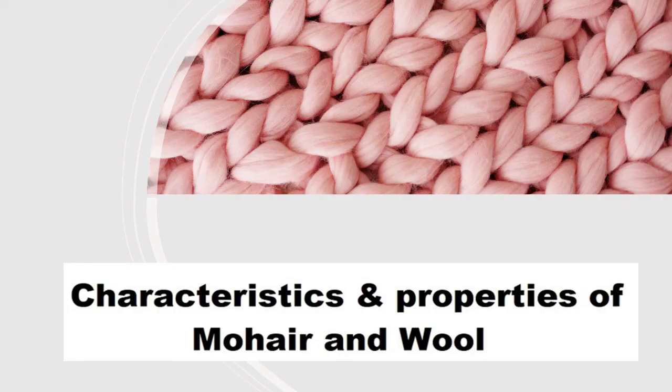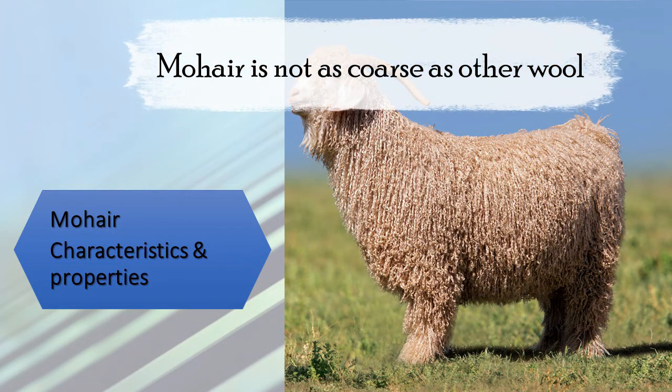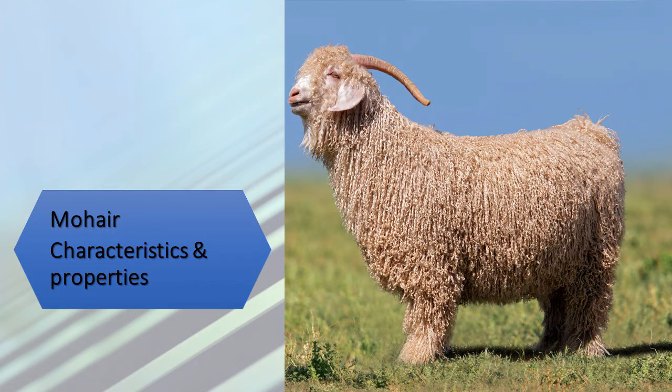In this final section of the video, we need to consider the characteristics and properties of raw mohair and wool. Mohair from the Angora goat is distinct from other wools for several reasons. Though mohair fibers are thicker than other wool, the mild climate in which Angora goats are grown means it is not as coarse as other wools. Its longer length gives the fiber its smoothness and results in a uniquely fuzzy fabric.